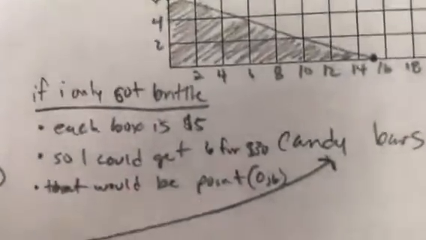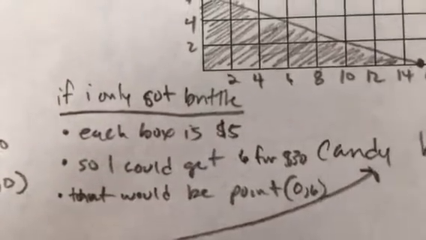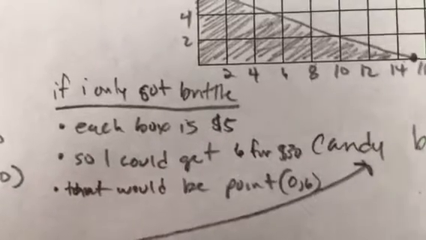If we only bought peanut brittle, each box is $5, so I could get 6 of those for $30, and that would be the point (0, 6).